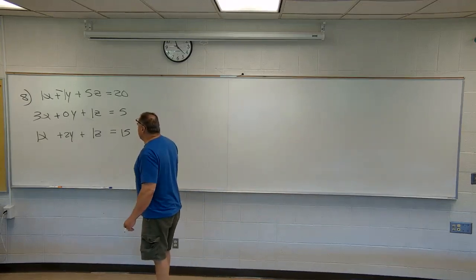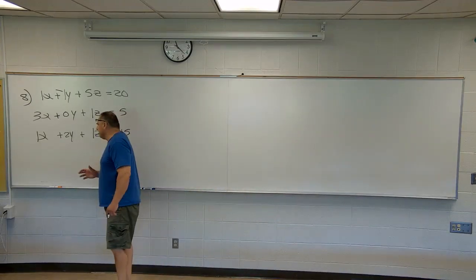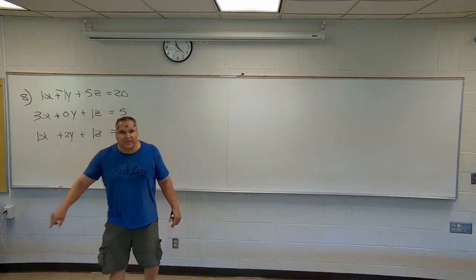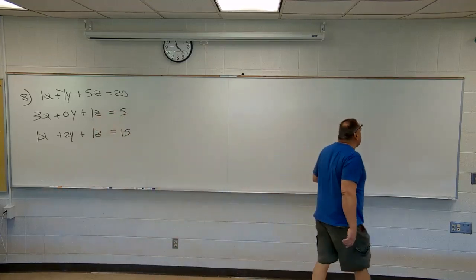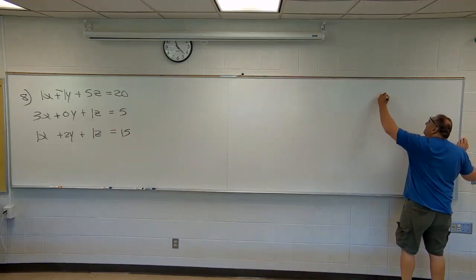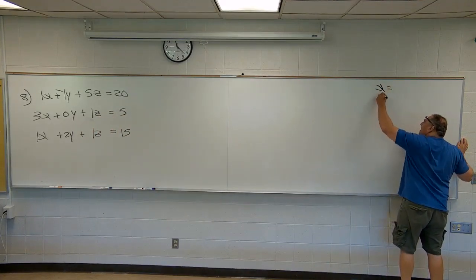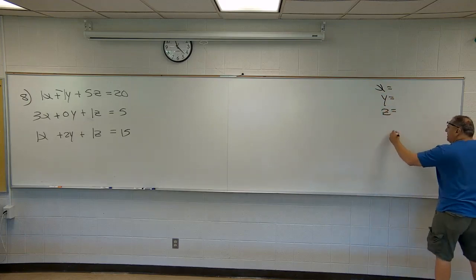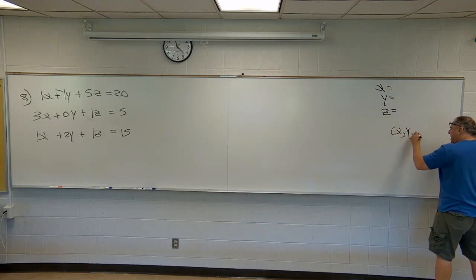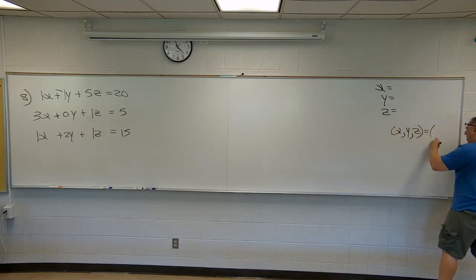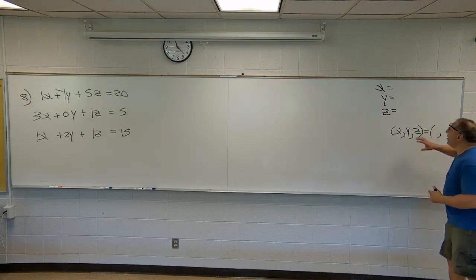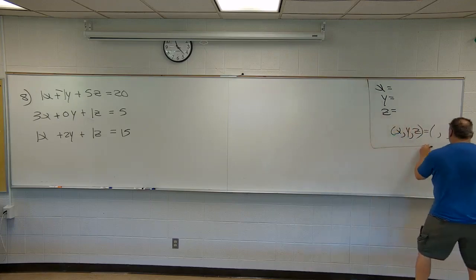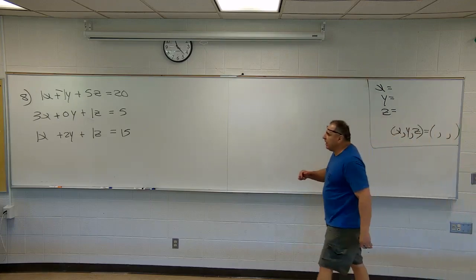I'm going to eliminate one of the letters, and then you always work your way back to get an answer. The big thing is the answer has to be of the form x equals something, y equals something, z equals something. It's going to be x, y, z equals something here, something there, something there. We have to figure out what that is, but that's what you're looking at getting.